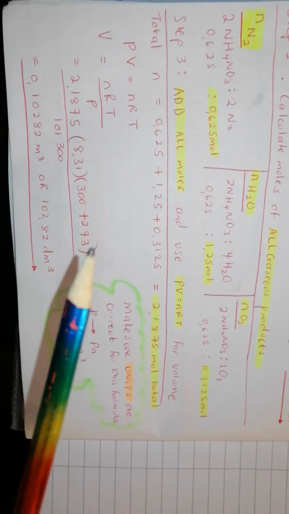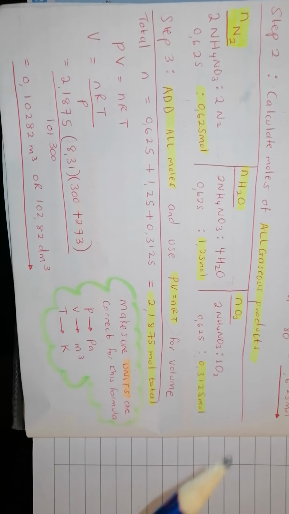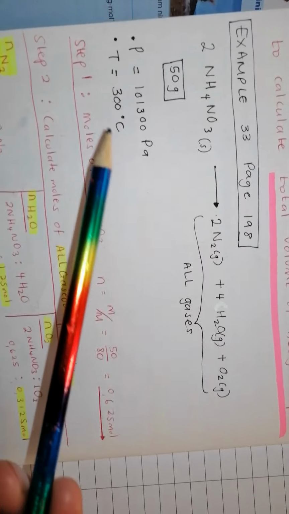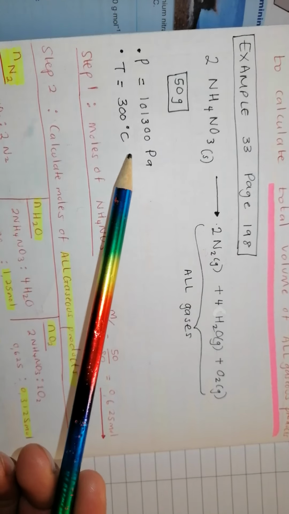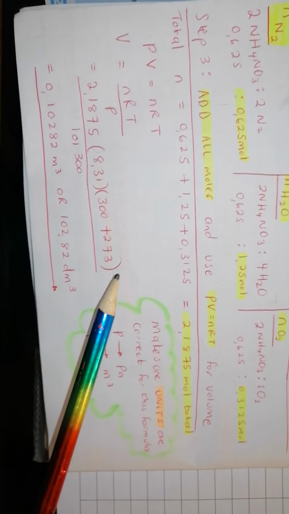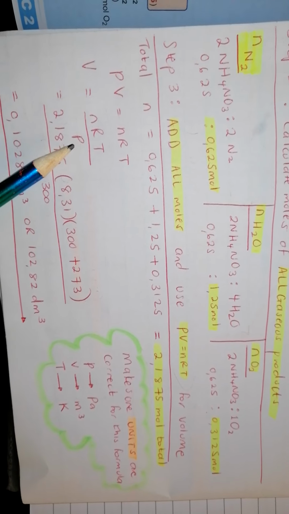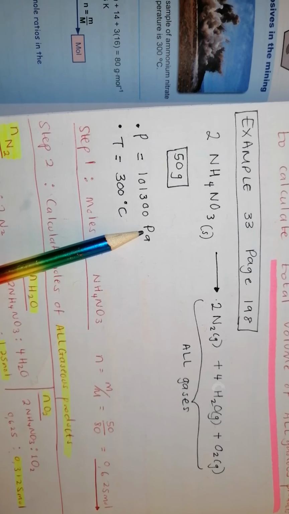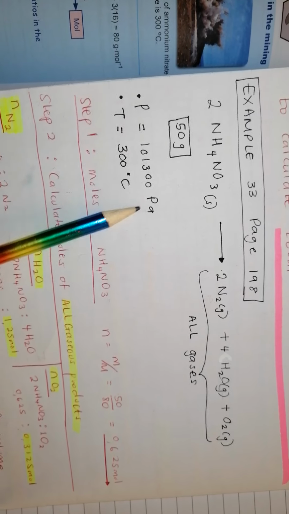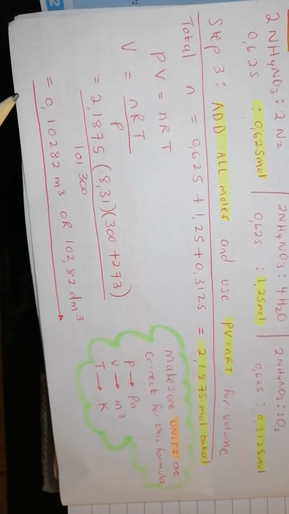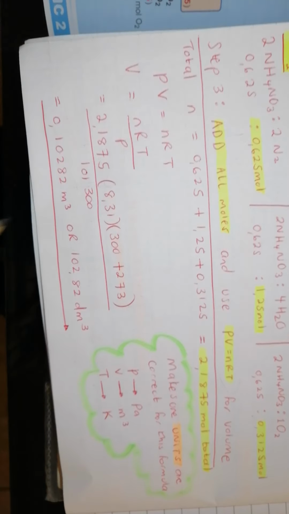Remember we said that when you use this formula, you need to have specific units. For temperature, the unit is Kelvin. In the beginning, they told us that the temperature is 300 degrees Celsius. To convert it to Kelvin, you say 300 + 273, which gives you 573. Then you divide that by the pressure. Remember, pressure in this formula is in pascals. Since they gave us pascals in the beginning of the question, we can just substitute it as it is. So it's 101 300. Then all you have to do is solve for V, and you'll get 0.10282 meter cubed.